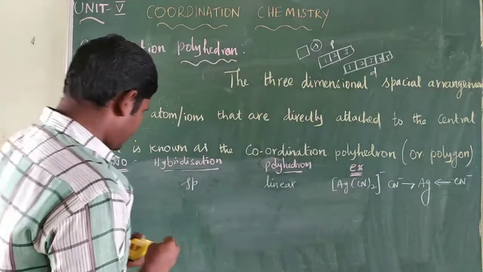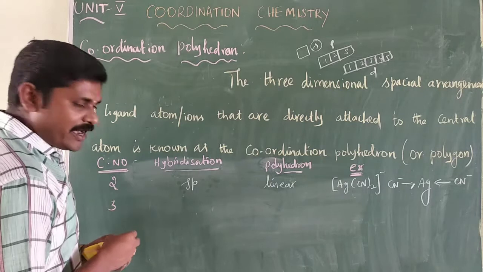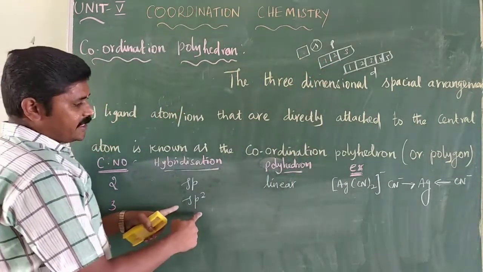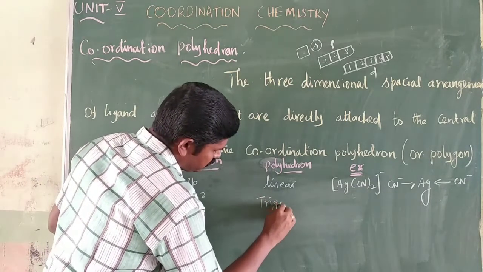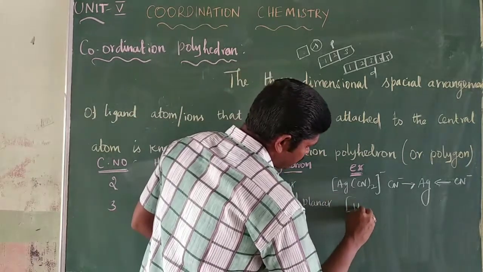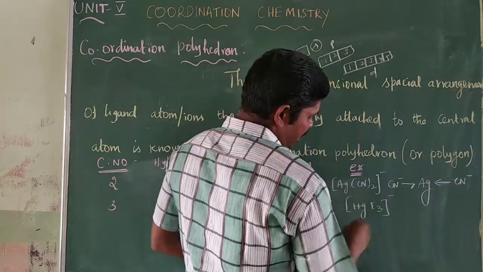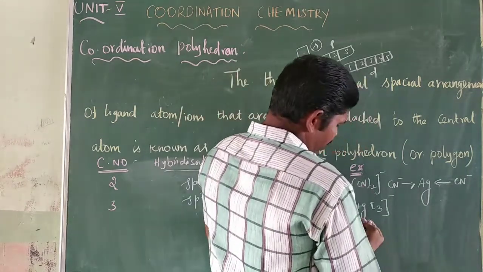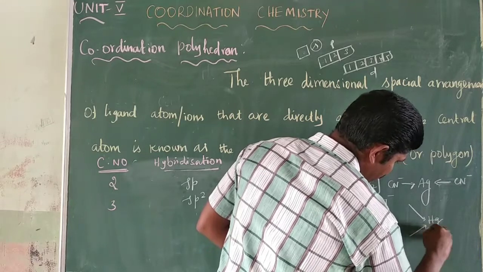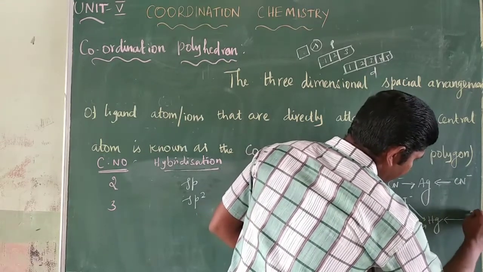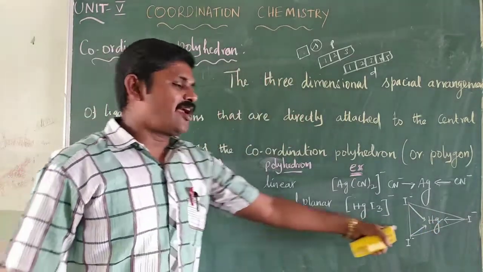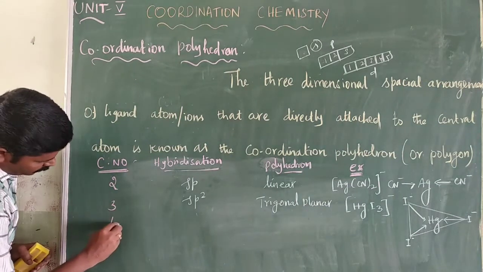Okay, so linear arrangement. The coordination number 3 gives sp2 hybridization, trigonal planar. The polyhedron is trigonal planar. Example: HgI3 minus. The central metal ion is Hg, with I minus ligands. So it is a trigonal planar structure.